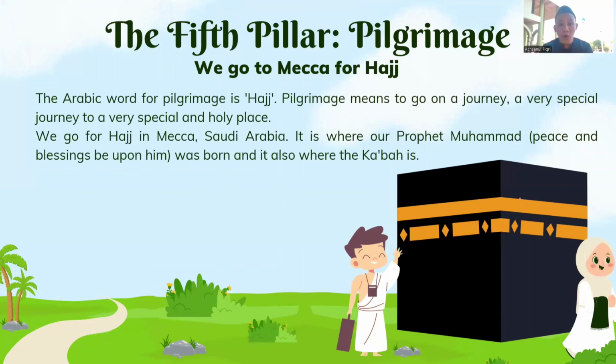The Arabic word for pilgrimage is Hajj. Pilgrimage means to go on a very special journey to a very special and holy place. You can say Makkah or Masjidil Haram. Then we go to Arafah, then Mina, Muzdalifah, and then we perform Hajj in Mecca, Saudi Arabia. It is where our Prophet Muhammad, peace and blessings be upon him, was born, and also where the Kaaba is.